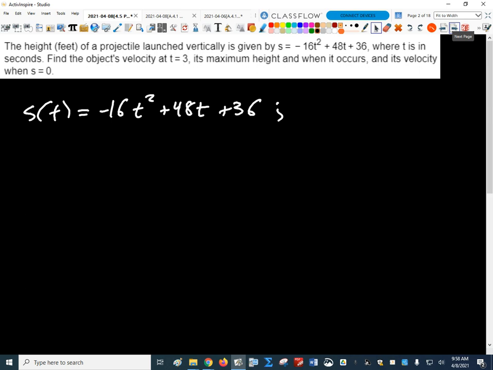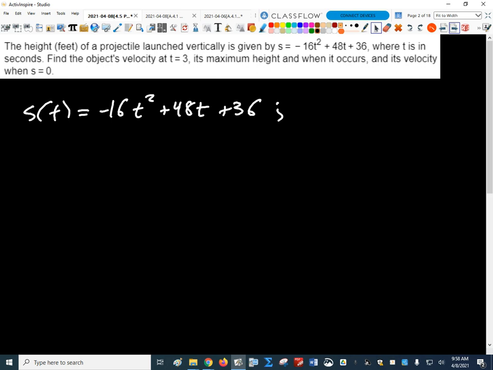How about something like this? A little kinematics here. Do a little physics. So they give us the height of a projectile that's launched vertically. They give us the height function. s is height as a function of time, right? Where t is in seconds. So find the object's velocity at t equals 3. We want to find its maximum height and when that occurs, and its velocity when the height is 0.